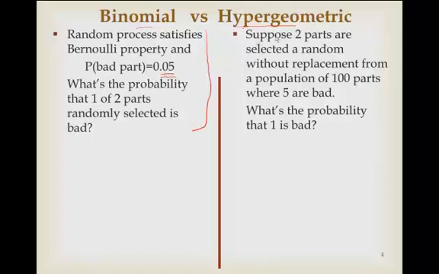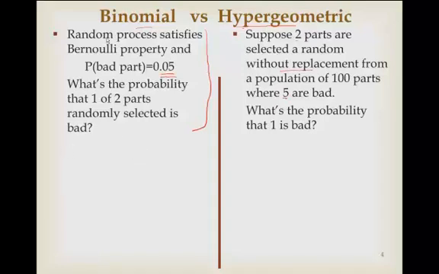If we look over here at the hypergeometric, on the other hand, suppose we've got two parts that are selected at random without replacement from a population of 100 parts where 5 are bad. Okay, we're selecting without replacement. That means once we take out a bad part, we're changing the odds. So that immediately tells you that Bernoulli does not live through this process, right? The probabilities are changing. So let's write down the formulas for each one of these.